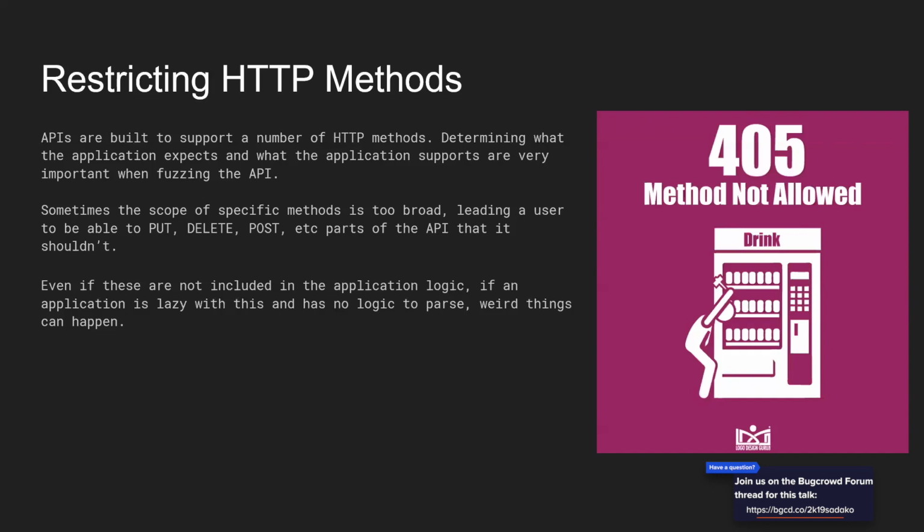So it's always good to look at the API spec and documentation, see what actual methods are requested, and compare them to what HTTP methods are actually allowed based on what the server tells you. Even if they're not included in the application logic, if an application is lazy with the way that it parses methods and has no logic to parse anything, really weird things can happen.